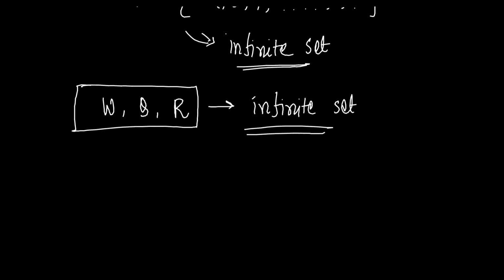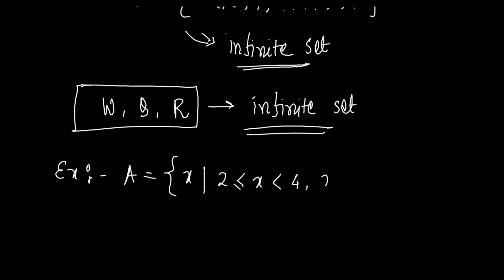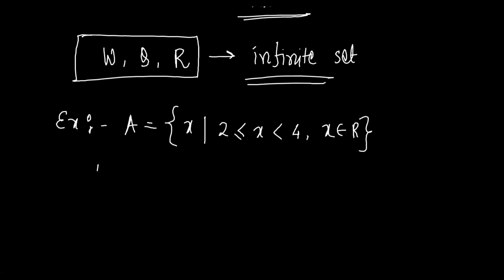Now, another example we can take, where students do not look into it properly, so they make mistakes. Suppose I have taken a set A, capital A, it is X, where X is greater than or equal to 2 and less than 4, and X belongs to the real numbers. So we have to tell how many elements are present inside this set.